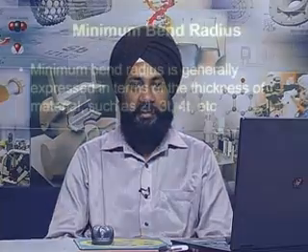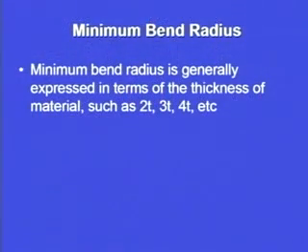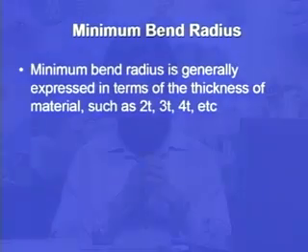So, minimum bend radius is generally expressed in terms of the thickness of the material or the thickness of the sheet. So, whenever we have to specify the bend radius, we will specify it in terms of thickness of the sheet. This can be, for example, 2t, 3t, 4t, 5t. Depending upon this particular value, we can say what is going to be the minimum bend radius for that particular material.